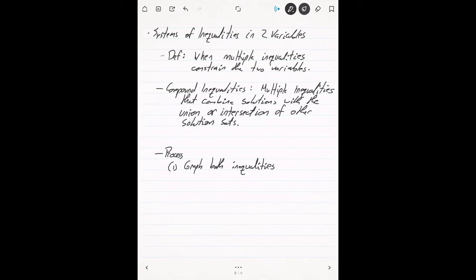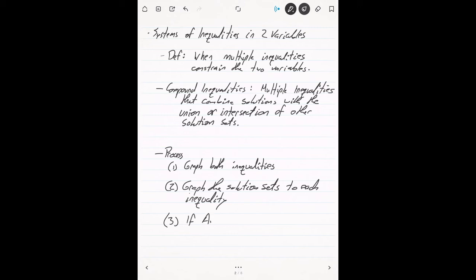You want to graph both inequalities, and we will then graph the solution sets to each inequality. So not only do we graph the lines, but we also go ahead and graph their solutions. What we then need to do is determine how we want to go about combining the solutions.